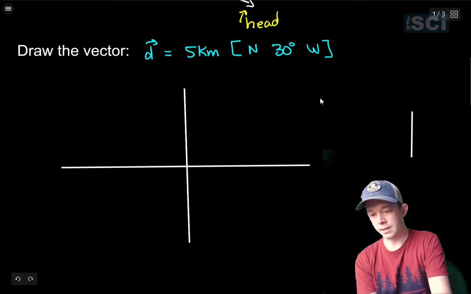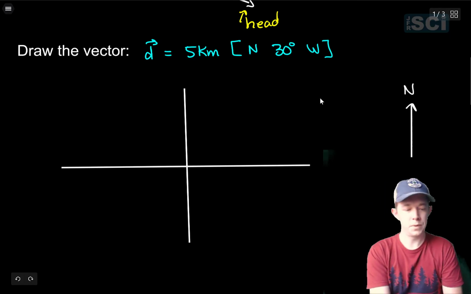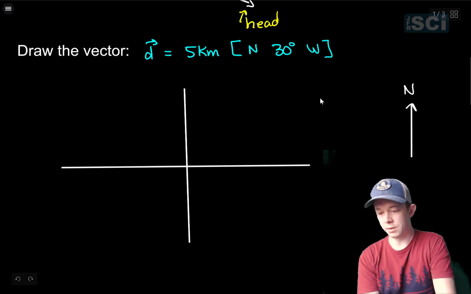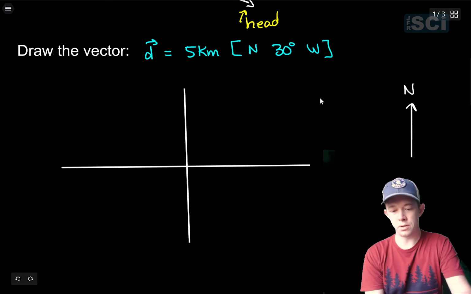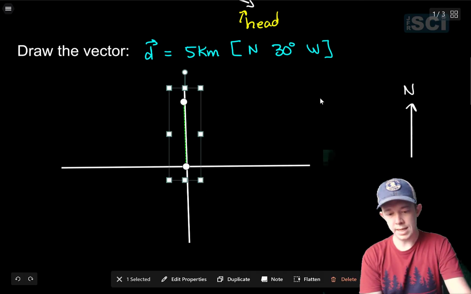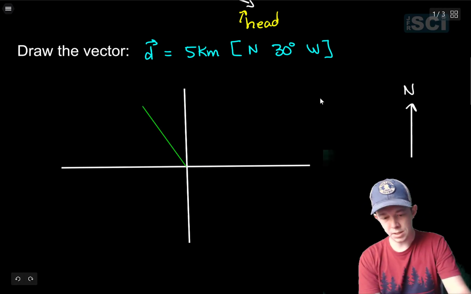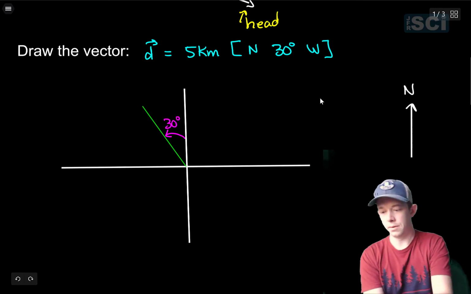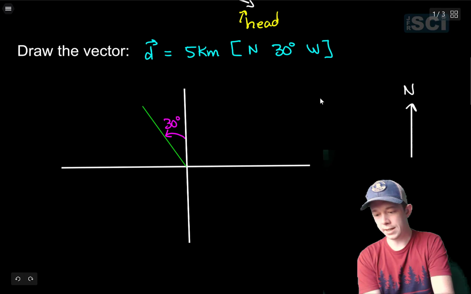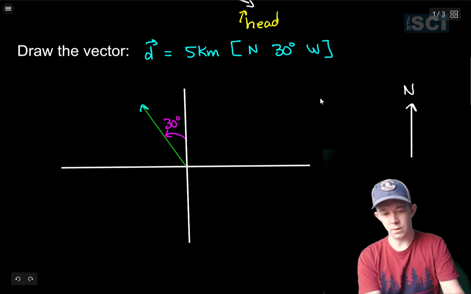And I'm going to define upwards on my page as the north direction. And I'm going to draw my vector. So my vector starts in the north direction and it's going to rotate. So I'm going to start it pointing north and I'm going to take it and rotate it 30 degrees towards the west. So this rotation here was 30 degrees.